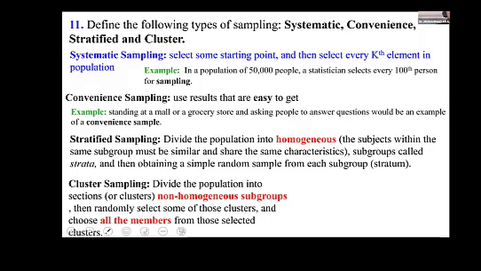Cluster sampling: divide the population into sections or clusters, which are non-homogeneous subgroups, then randomly select some of those clusters and choose all the members from the selected clusters.